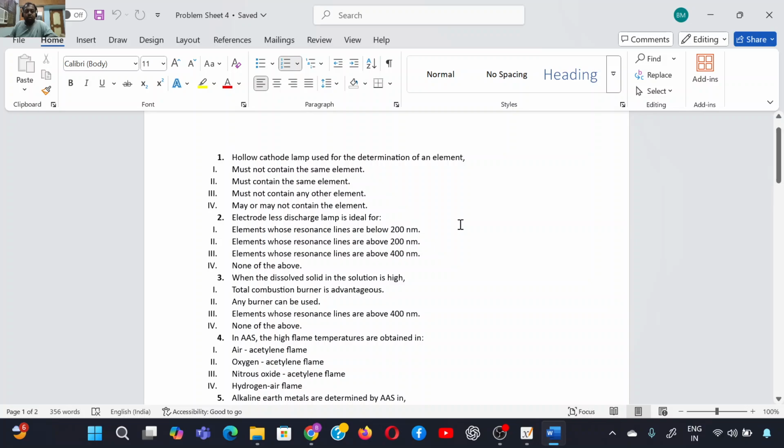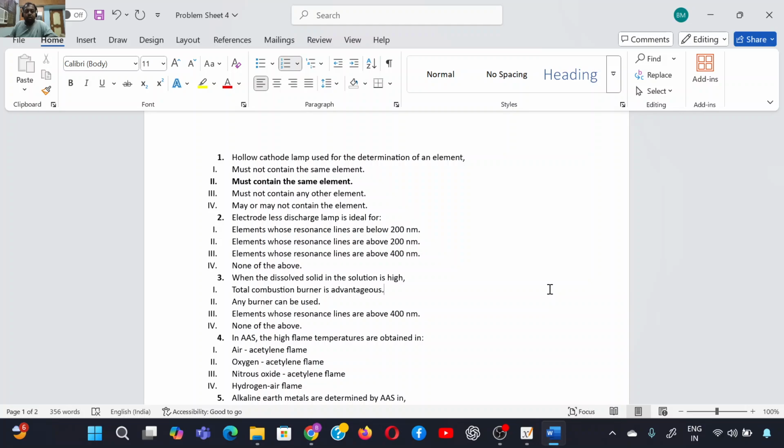Okay, so let us look at the problem sheet. Hollow cathode lamp used for the determination of an element. Four options. So what is the answer? Answer is it must contain the same element. Okay. HCL emits the element's sharp resonance lines, and the cathode is made of that element. Okay. So this we already covered in the notes.